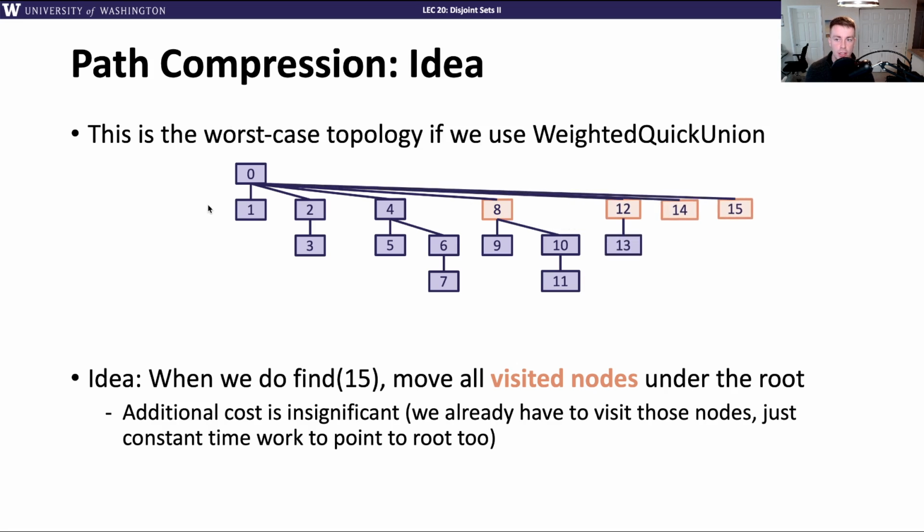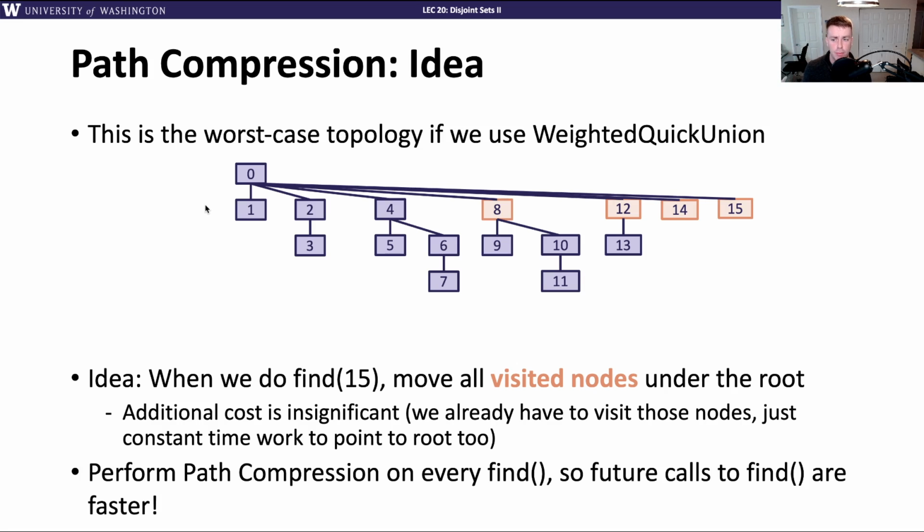We could just change all the pointers of all the nodes we visited to point directly to the overall root. Since we have to visit them anyway, if we just do a constant amount of work on top of what we're already doing, then hopefully future calls to find would be more efficient. Just changing this pointer should be cheap. We already have to do all of this traversal up this chain in the first place, so we're only adding an extra constant amount of work onto what we were already doing. But then in future calls to find of 15, it will now be fast because we can immediately go to the top. That's the big idea of path compression.